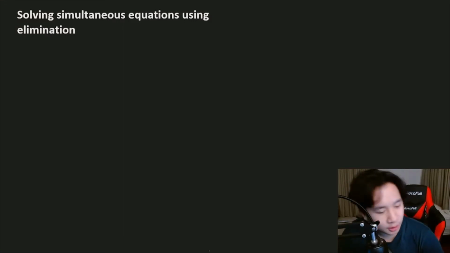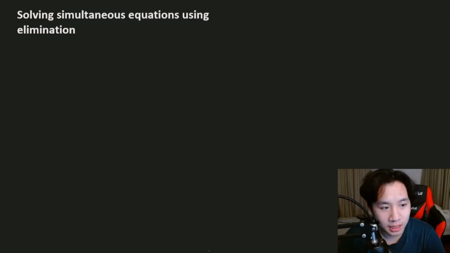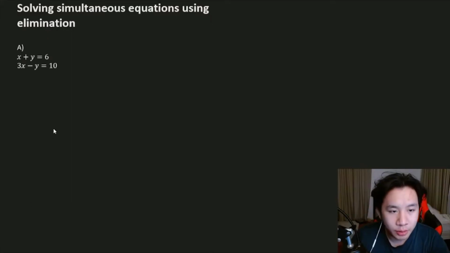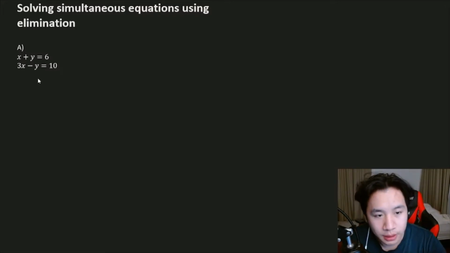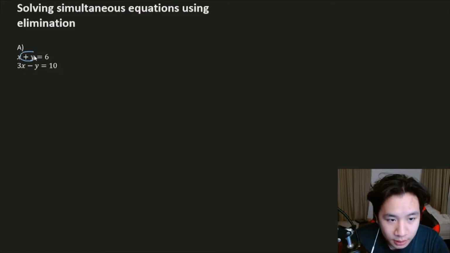All right, so let's look at solving simultaneous equations using elimination. Here we have x plus y is equal to 6 and 3x minus y is equal to 10. What you should notice is the plus y and the minus y. Now, I'm going to show you something.